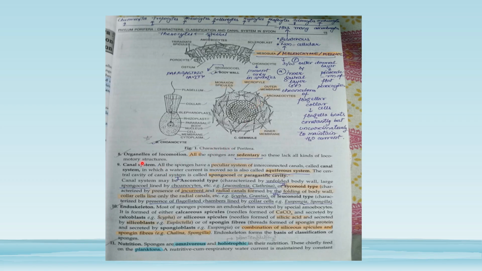Now let's move to the other characters, that is organelles of locomotion, but there are no organelles of locomotion, and they are sedentary. Sedentary means they cannot move from one place to another. Okay, so they do not have any locomotory structures. Now the canal system. This is a very important topic. Canal system in sponges. All sponges have a peculiar system of interconnected canals called the canal system. Water current is moved, so it is also called the aquiferous system.